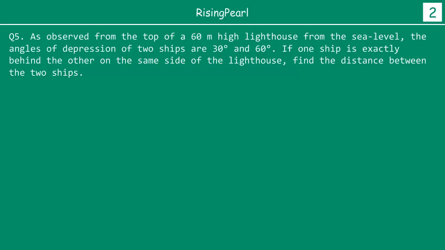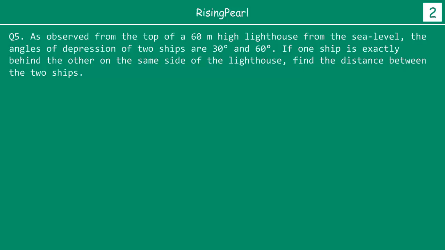This is question number 5, because we are having a running count. We saw 4 questions in the earlier 2 webisodes. So now in this question, what is given to us is this: as observed from the top of a 60-meter high lighthouse from the sea level, the angles of depression of 2 ships are 30 degree and 60 degree. If one ship is exactly behind the other on the same side of the lighthouse, find the distance between the 2 ships.